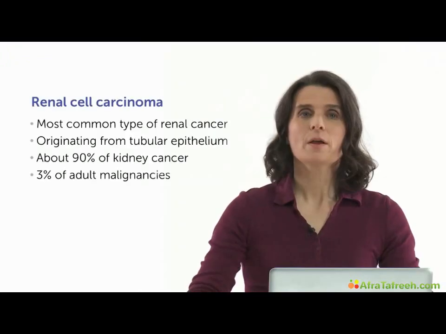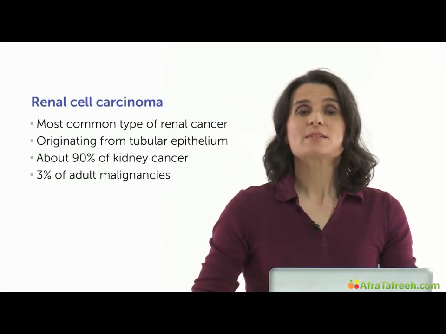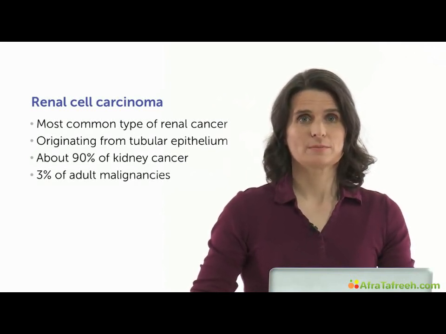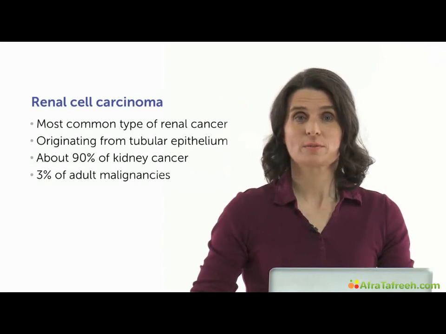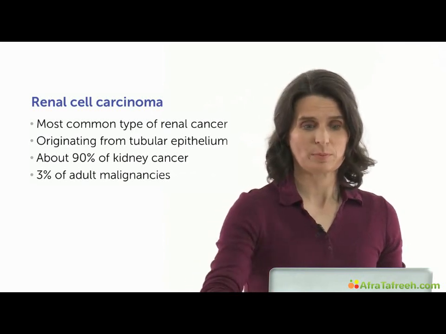Now we proceed to a malignant tumor, to renal cell carcinoma. Renal cell carcinoma is originating from the tubular epithelium and is the most common type of renal cancer. About 90% of kidney cancers are renal cell carcinomas. And they also account for about 3% of malignancies in adult people.